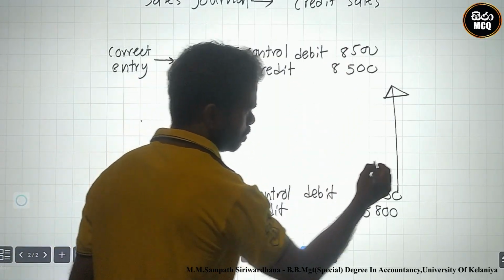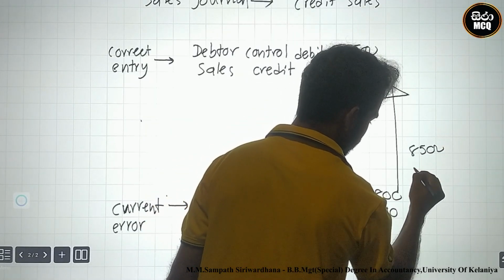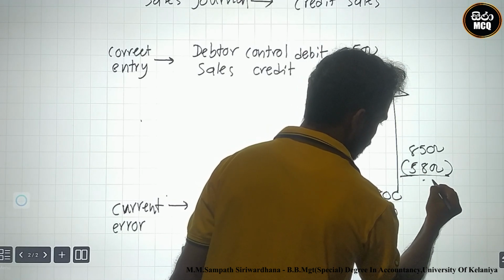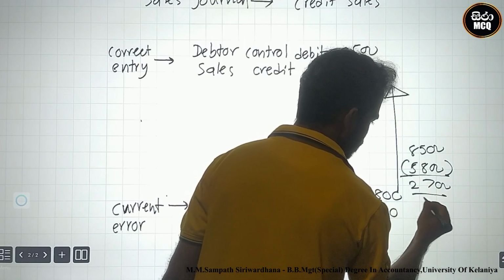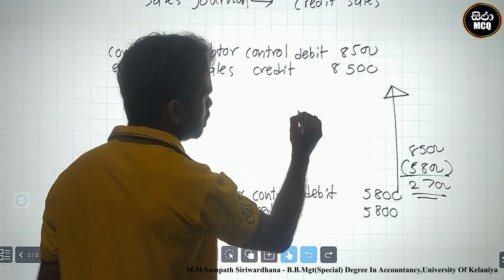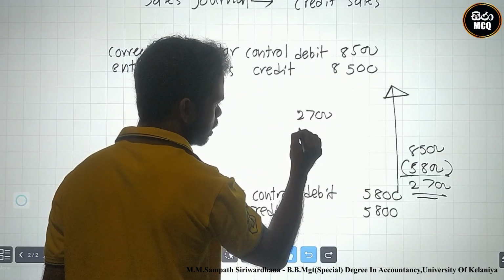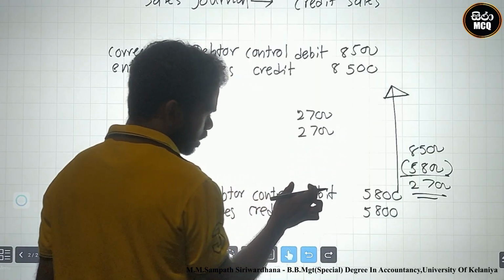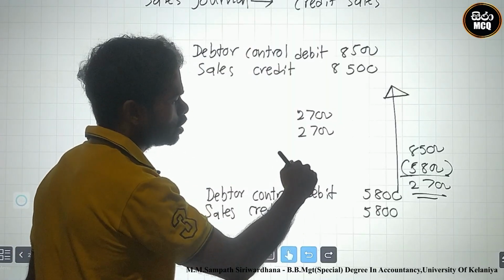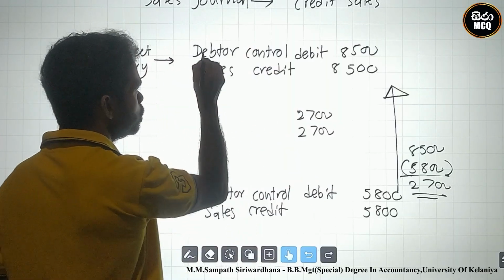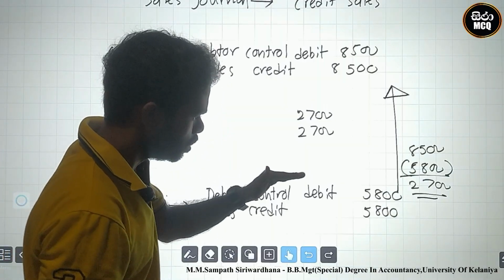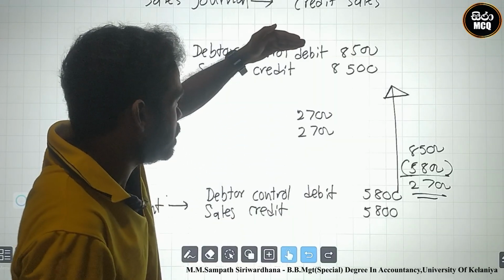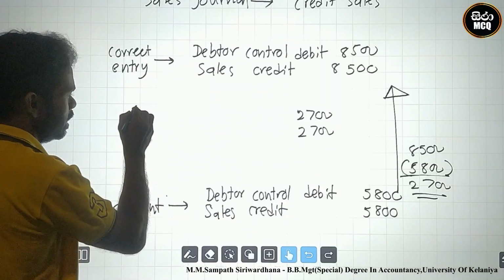Look here, this is a gap: 8,500 and 5,800. This is the gap between them, 2,700. This is the error correction gap. The debit short is lower. We must again debit to debtor control. Why? Debtor control debit short is lower. Therefore, we must again debit to debtor control.